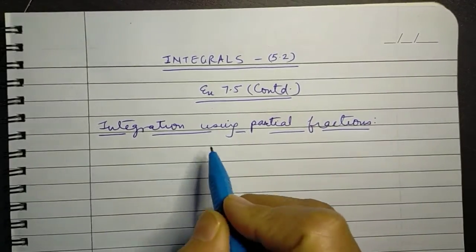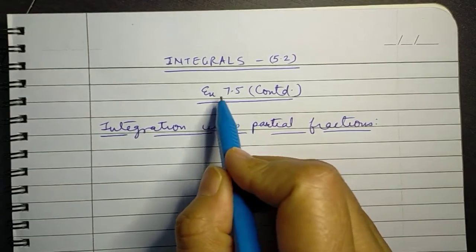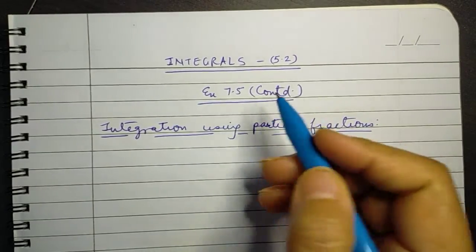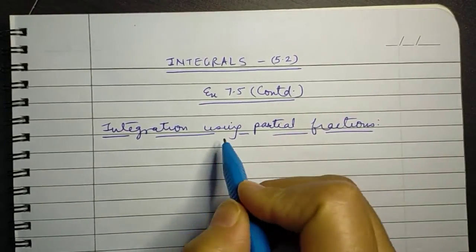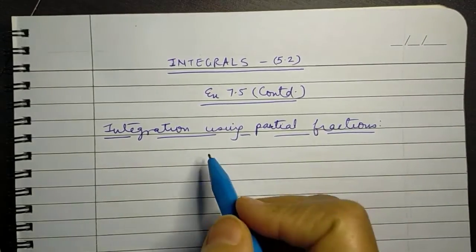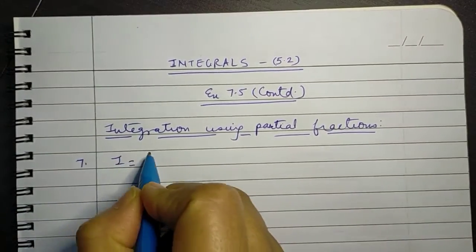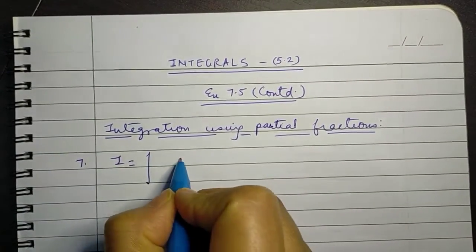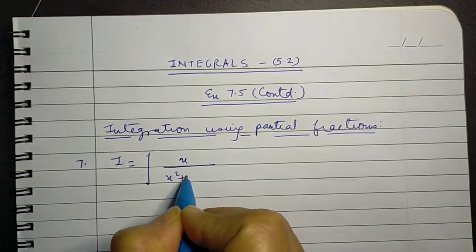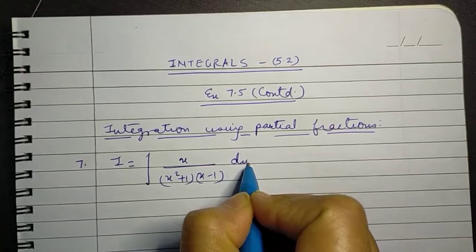Hello students. Today we'll be continuing with our exercise 7.5 and we'll take various other cases of resolving into partial fractions. So let's start with question number 7. It says that I is equal to the integral of x upon (x squared plus 1) into (x minus 1) into dx.